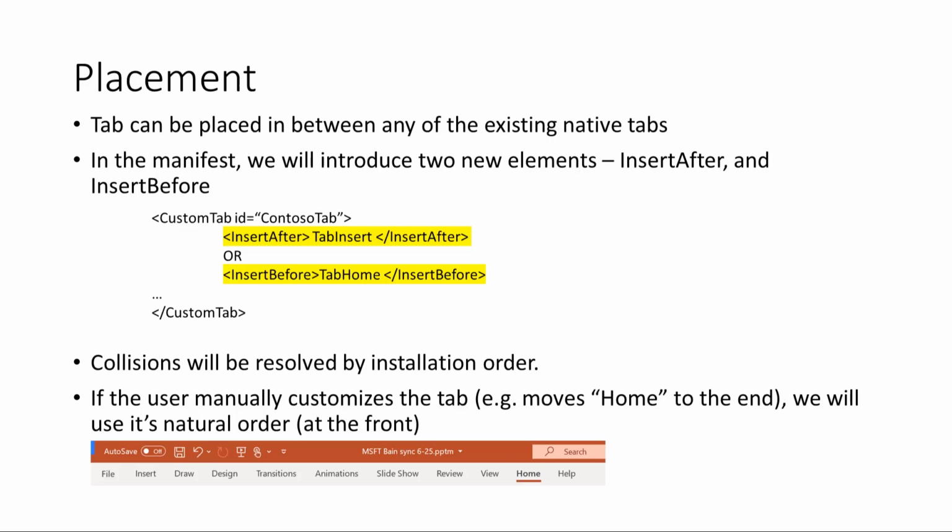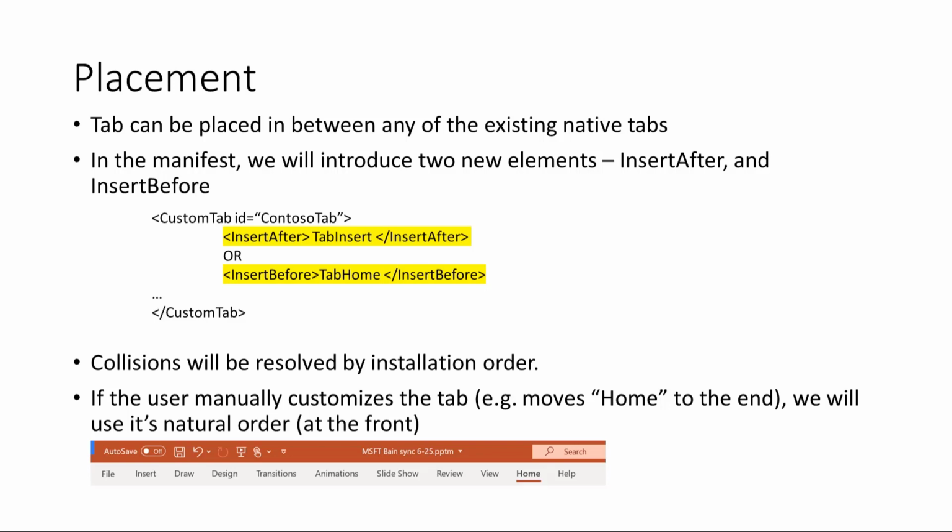So the second one is placement. As you may know right now, for tabs, if you insert an add-in, the tab will default right to the end. So you can see Script Lab here. What this does is you can now insert that tab anywhere you want in between native tabs. So I can say insert after or insert before. So if we have an insert before tab home, it'll go here. So it'll go between file and home.